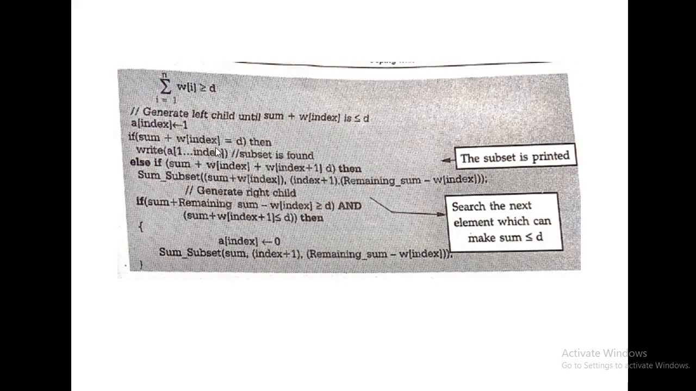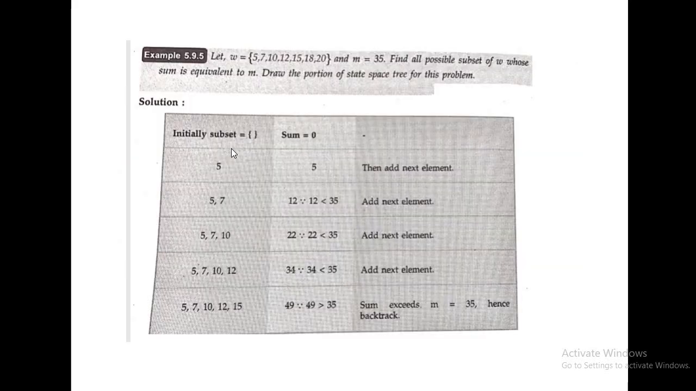Suppose sum plus W of index equals D, it means we have found our possible solution. We are adding the subsets. When we get the solution, we have to print the solutions. Otherwise we move to the next step. Search for the next elements which can make the sum less than or equal to D. So the process is repeated until our designated sum is reached.